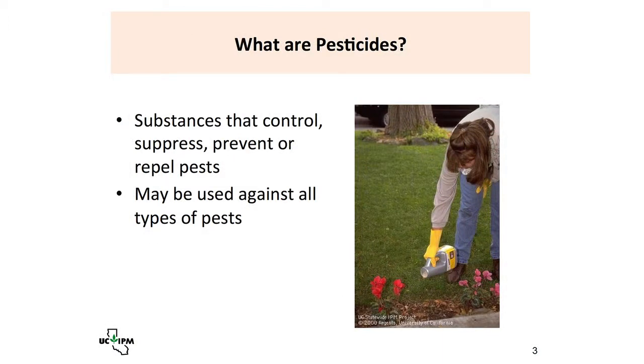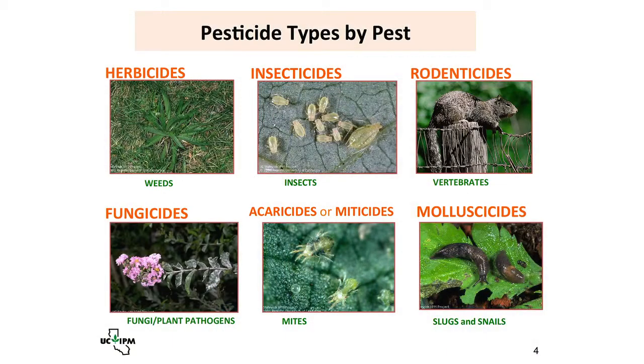So what are pesticides? They're substances that control, suppress, or repel pests, and they can be used against all kinds of pests. A lot of times when people hear the word pesticide, they think of insecticide only. Insecticides are pesticides that kill insects. However, we have other pesticides like herbicides that control weeds. Rodenticides control rodents, fungicides control fungal pathogens, acaricides or miticides control mites, and molluscicides kill mollusks. So there's a whole variety of different kinds of pesticides killing different kinds of pests.